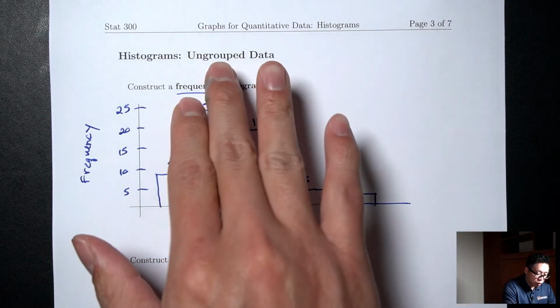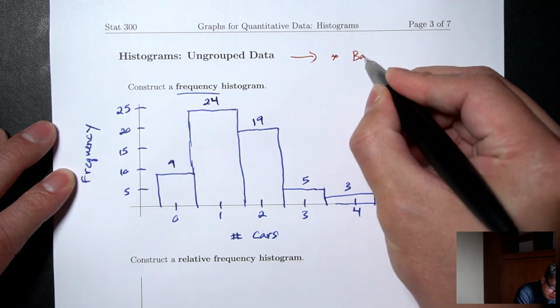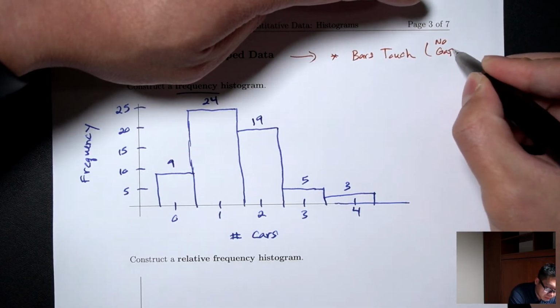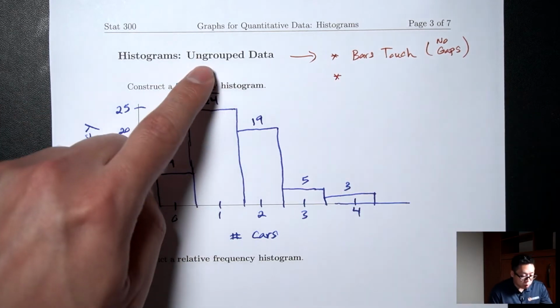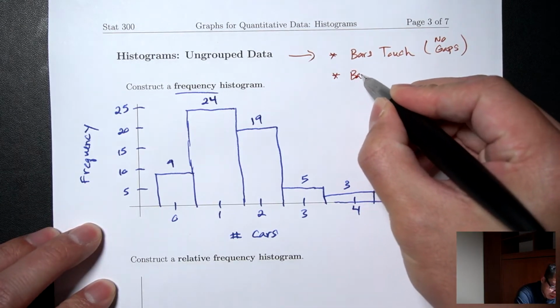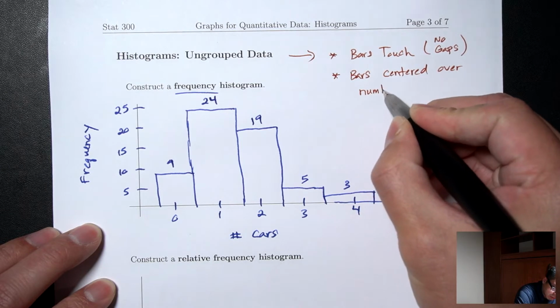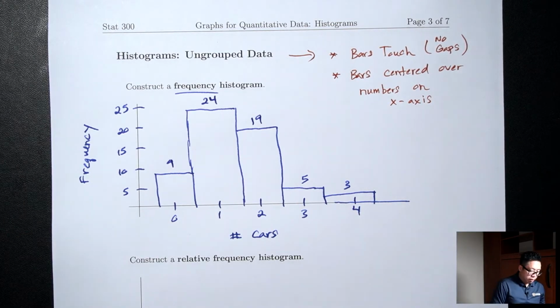Okay, so once again, for ungrouped data, first of all, the bars should touch. Meaning there's no gaps. Okay, this is different than a bar plot for qualitative data in the last lecture. And then for ungrouped data, the bars should be centered over the numbers on the x-axis. And that's a frequency histogram for the ungrouped data situation. Now let me skip over to the grouped data situation and let me show you what's different.